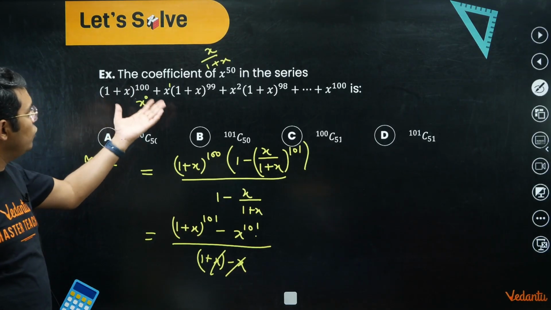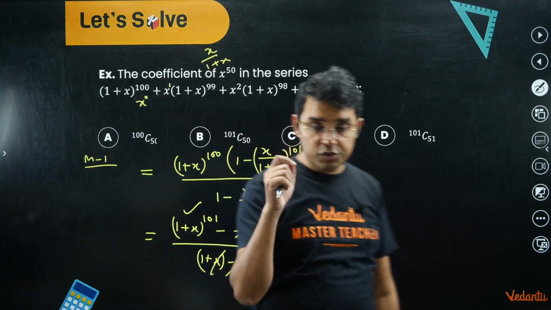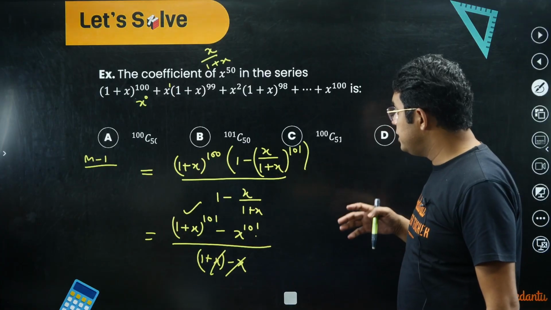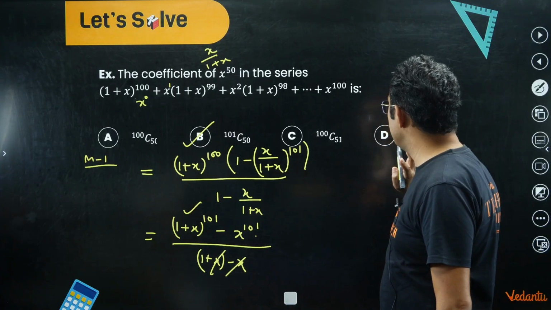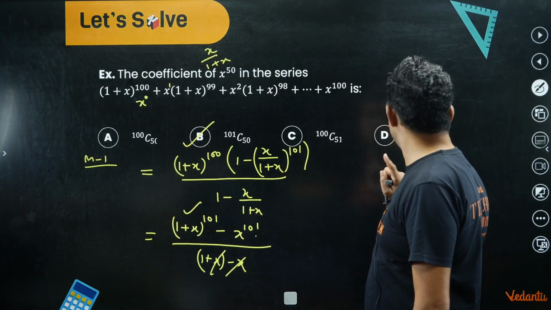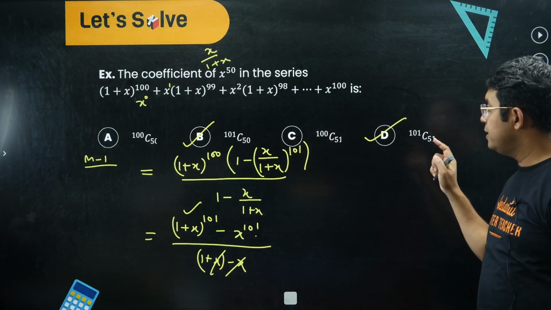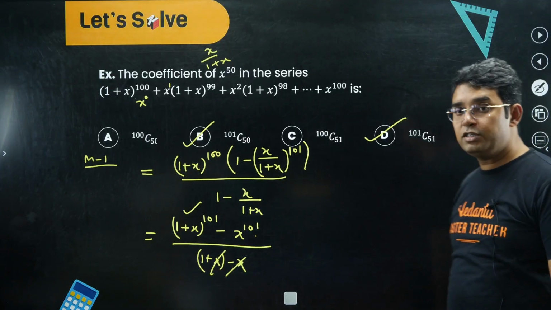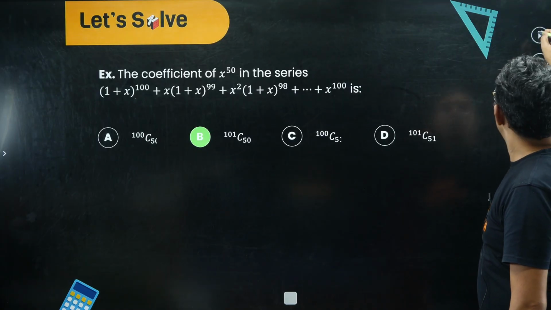So if we are looking for the coefficient of x power 50, that only can come from here, and if you write the general term, I think 101C50 should be the answer. I hope they have not made the mistake. I think here also they have made the mistake, because these B and D will be same, 101C50 and 101C51, these two are same. Okay.